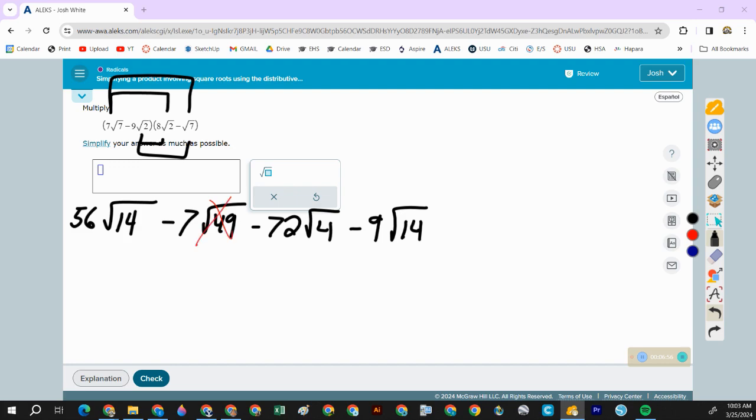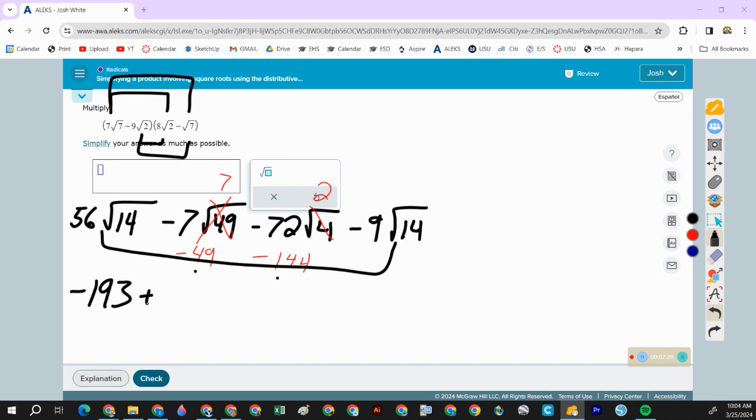Well, this just becomes a 7, which makes this negative 49. This becomes a 2, which makes that negative 144. So negative 49 minus 144 is going to be negative 193. And then these are like terms. 56 minus 9 is 47. So plus 47 root 14. And this is just a 2 and a 7, so it doesn't simplify.